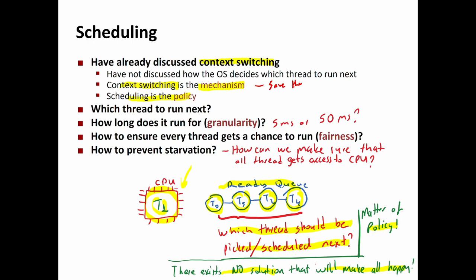Now, along with that, we have to decide on how long the new process should run. Should it run till the timer goes off? Should it run for 5 milliseconds or 50 milliseconds? So that is an issue that we have to decide. And then we have to ensure that every thread gets a chance to run, and try to prevent starvation as much as possible. Okay, so that is basically our goal with scheduling.